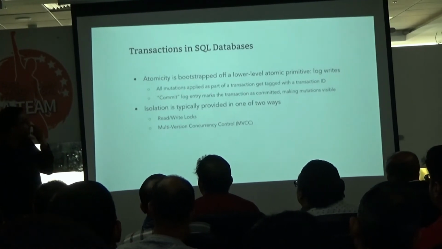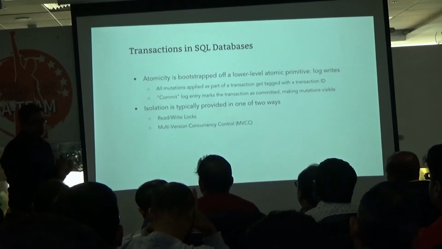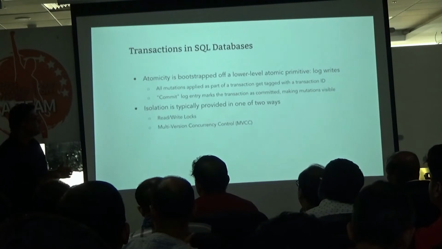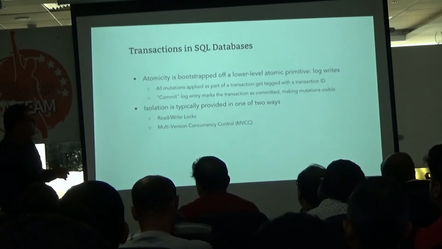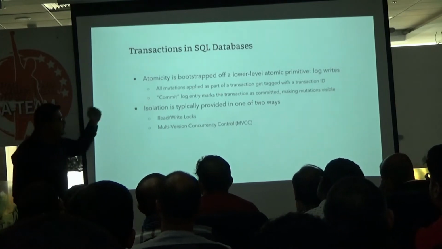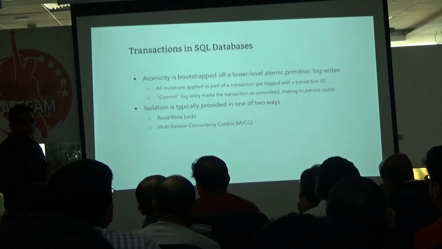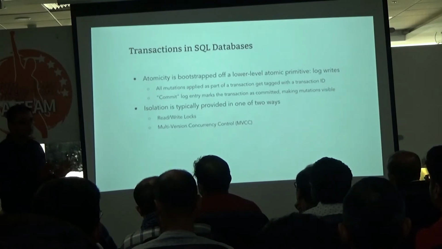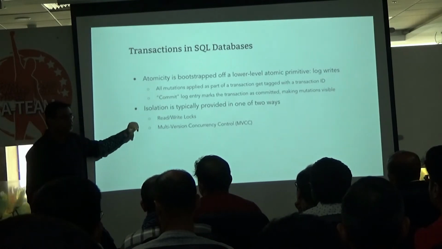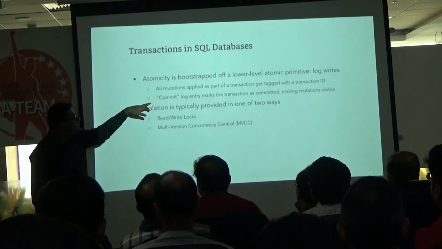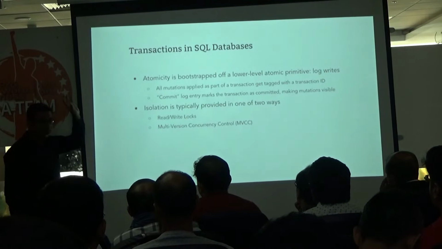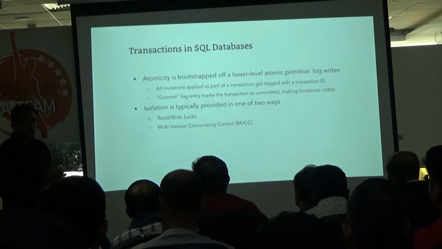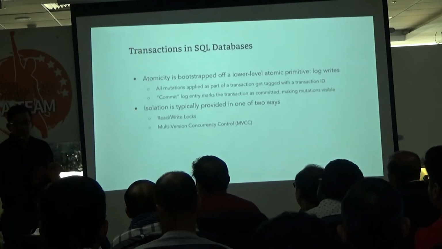So atomicity primarily means that either the entire thing commits or the entire thing is removed. Whatever happens in a transaction, you see the entire thing, or everything is wiped out. So how would SQL databases do it? All the writes are marked by transaction IDs. And at the end, when you have to commit, there is a commit log or write-ahead log, where you write down that this transaction is now committed. Until that point, nothing is visible. So you are committing all your writes which are named in a transaction in a single session.